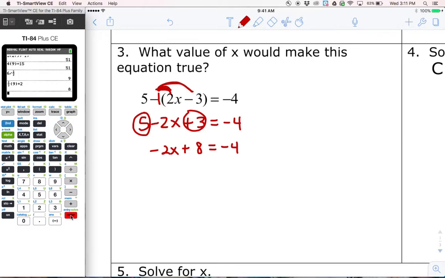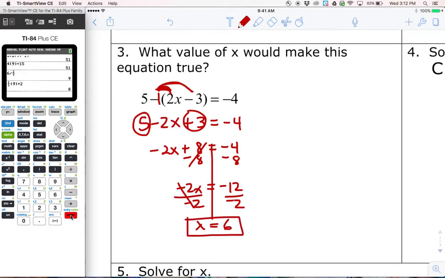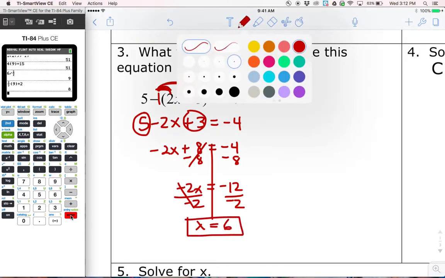Now we can start messing with both sides because there's no more simplifying to do. Okay, I'm going to get rid of the 8 first by subtracting 8 from both sides. So now I've got negative 2x is equal to negative 12. All right, last but not least, get rid of that negative 2 using division. And I am left with x is equal to positive 6. Okay, now don't forget to check your answer here, right?